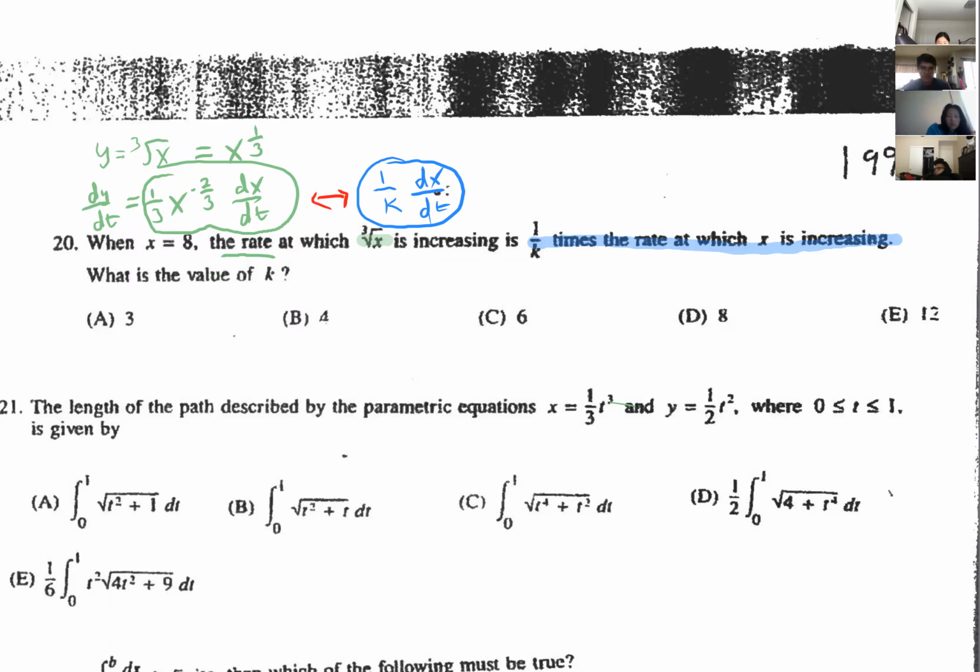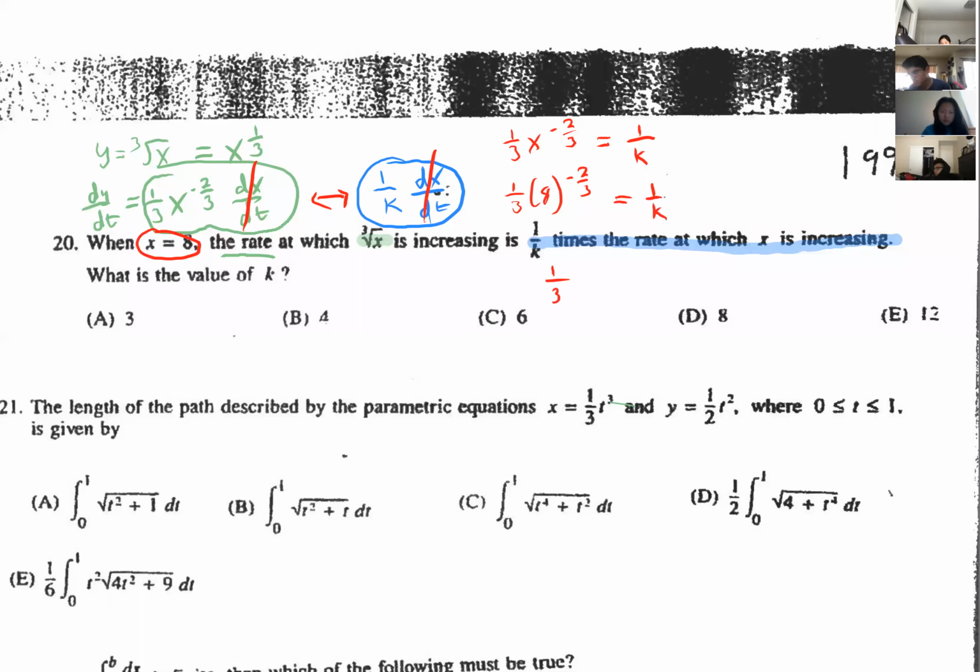So I'm going to say 1/3 x to the -2/3 equals, if I divide both sides by dx over dt, this just goes away. So it's going to equal 1 over k. So it tells me that x equals 8. So I can plug that in here. So I have 1/3 times 8 to the -2/3 equals 1 over k.